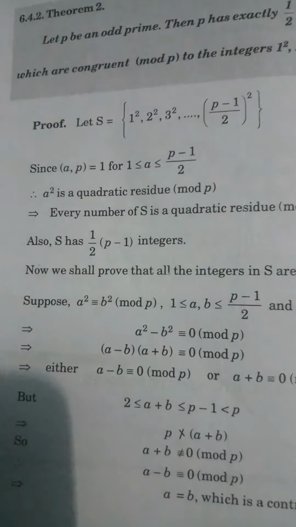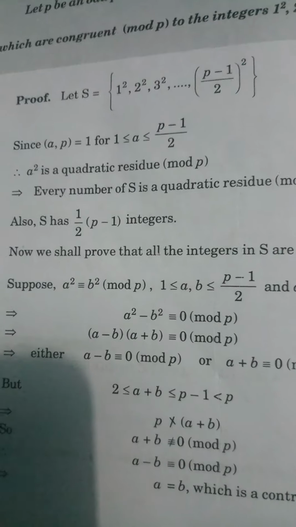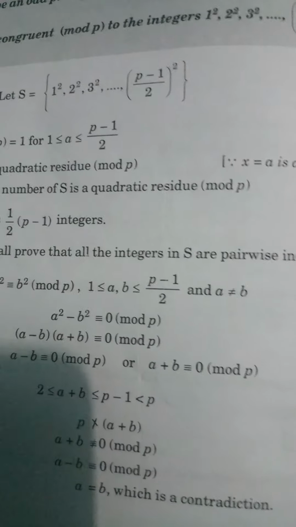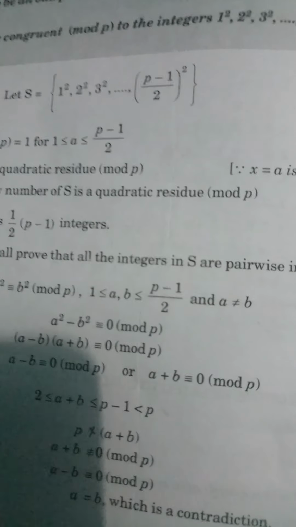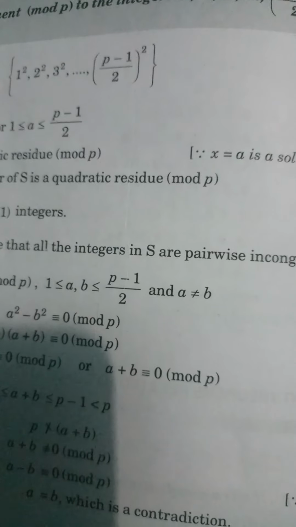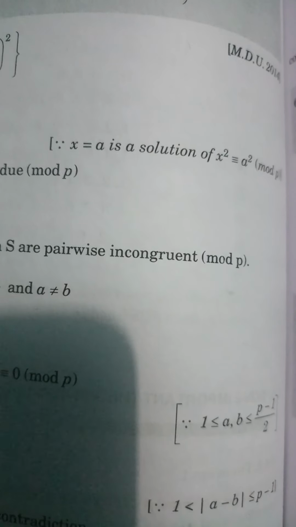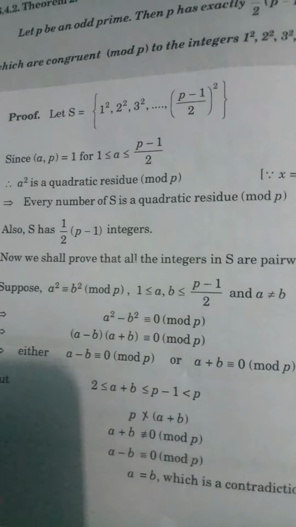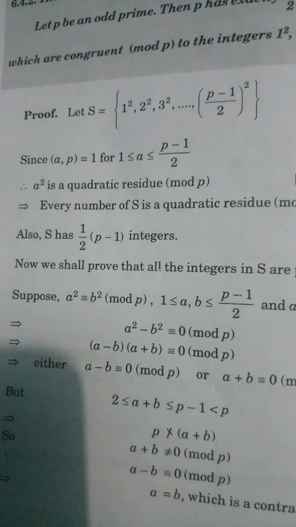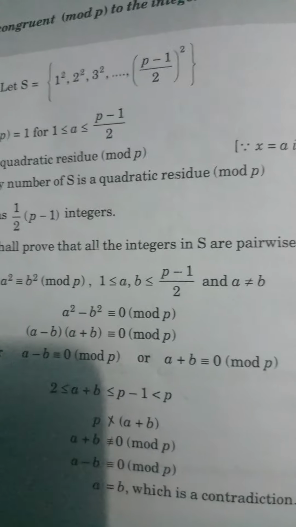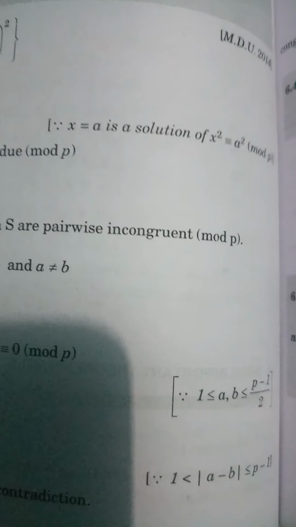S has p minus 1 over 2 integers. Now we shall prove that all the integers in S are pairwise incongruent mod p.